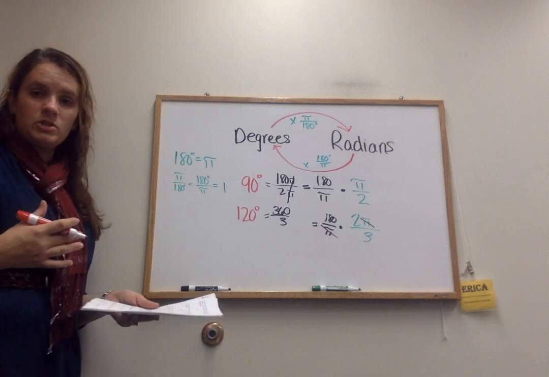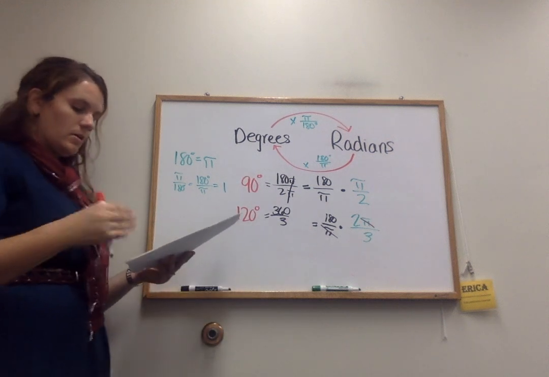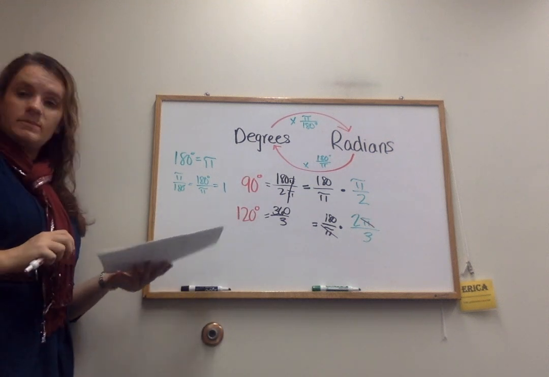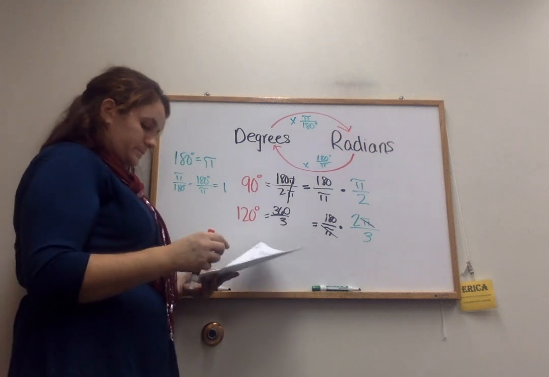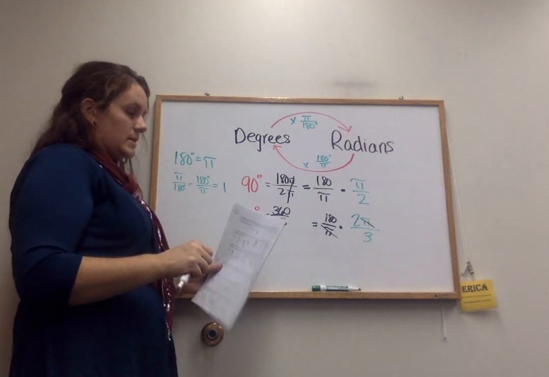If you're using the note sheets that are on UV Learns with this, you can go ahead and try those other two. See what you get as your angles that are on there, 7 pi over 6 and negative 3 pi.